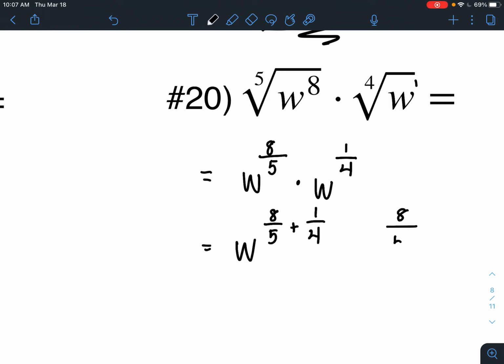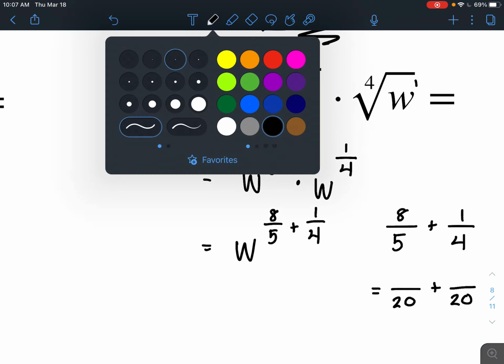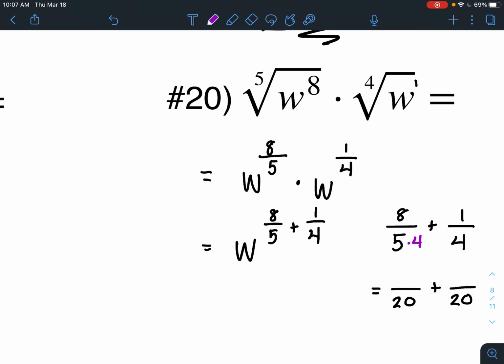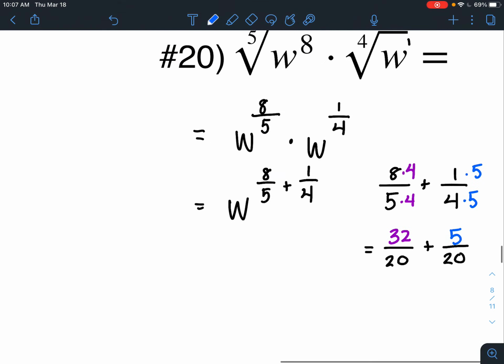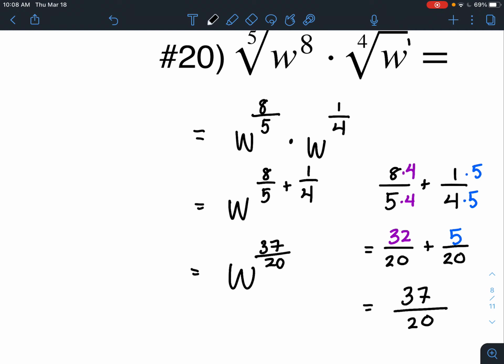So again, I'm going to go off to the side to do some fraction work. So my least common denominator between 5 and 4 is going to be 20. So I'm going to multiply my first fraction by 4. So I get 32 in my numerator. And my second fraction I need to multiply by 5. So I get 5 in the numerator. 32 plus 5 is 37 over 20. So I get w to the 37 over 20.